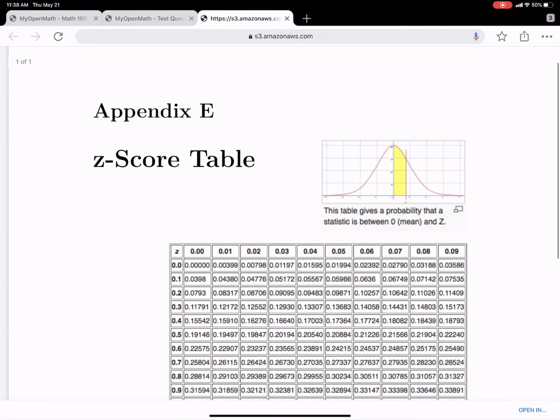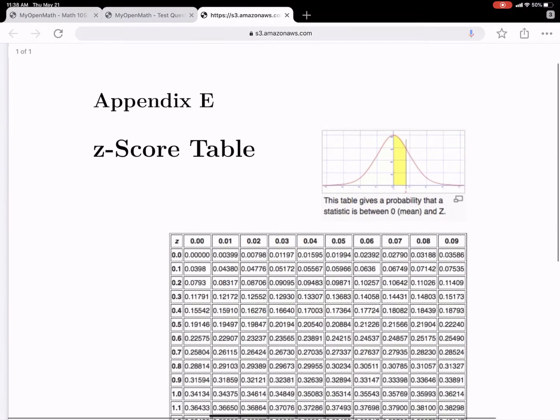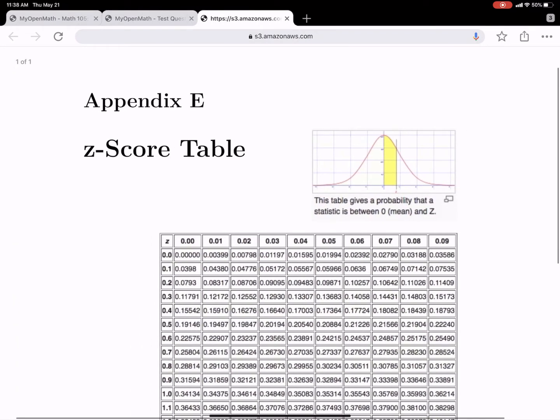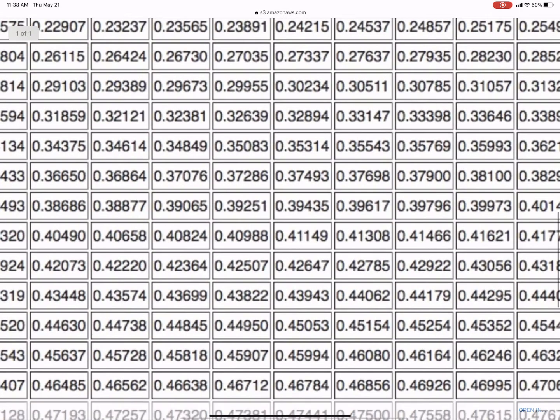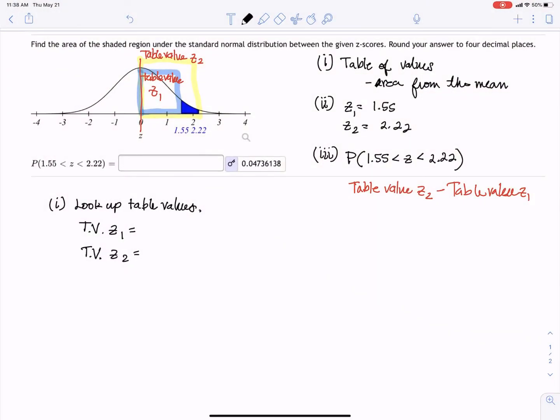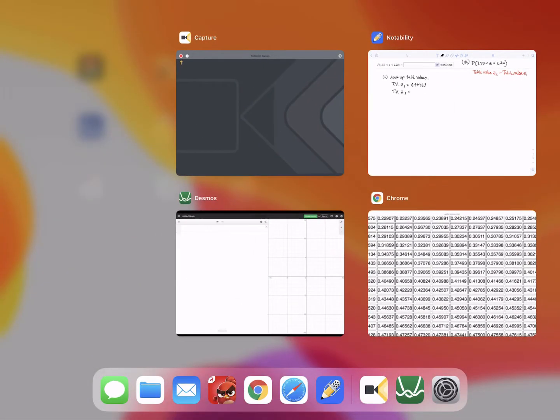So the table value for z sub 1 is 1.55. With ones place and tenths place in the first column, and the first row is the hundredths place, we would go down to 1.5, right? And then the hundredths place, that second digit past the decimal, would be 5. So we're going to have 1.55, so 0.43943. The second z-score is 2.22, so let's go ahead and go to that.